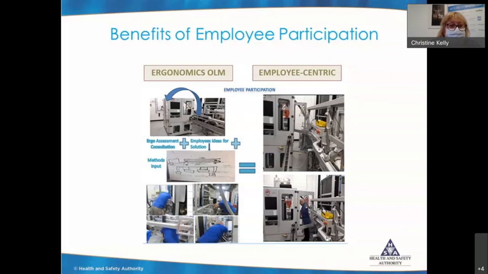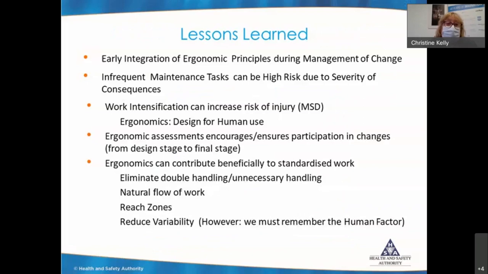So really, that's it. So what have we learned at organic lens manufacturing? Well, we've learned that early integration of ergonomic principles during management of change is key. And even though some maintenance tasks are very infrequent, the severity of the risk can be quite high, due to the consequences if something goes wrong. For people who are on a lean journey, work intensification can increase the risk of injury. So we have to consider it when we're eliminating non-value added activity.